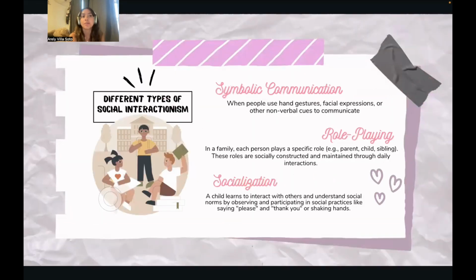So there are different types of social interactionism. There's symbolic communication, which is when people use hand gestures, facial expressions, or other nonverbal cues to communicate. For example, when I have a student who's nonverbal and needs a lot of visual cues, I'll point to what I want him to do. If I'm having him wash his hands, I'll point to the sink, and it symbolizes that the sink is the area I go to when I wash my hands.